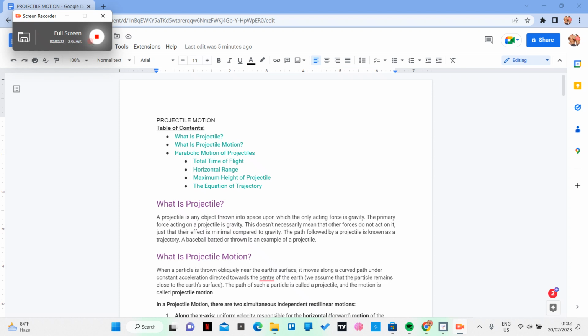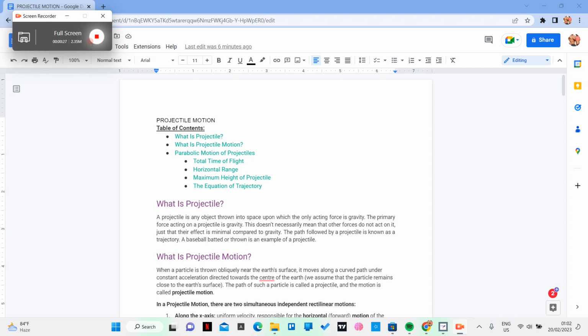Hello everyone. In today's class we're talking about projectile motion. Now, the way the class will move is we first talk about what a projectile is, then we define what a projectile motion is, and then we talk about the certain parameters that are very important in projectile motions, parameters that more like define what a projectile motion is.